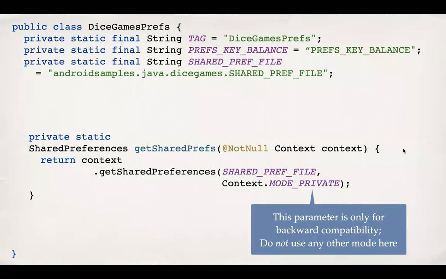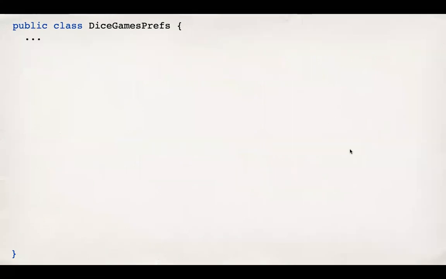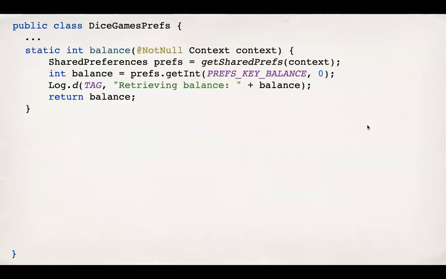API 17 and before used to have other modes. Now it's recommended not to do it. So the shared preferences must be private to the app. Again, that's kind of misleading given the name shared preferences. But to share data with other apps, there are other mechanisms which we'll get to a little later. So yeah, this is how you access it. Now we'll see how to get data from it.